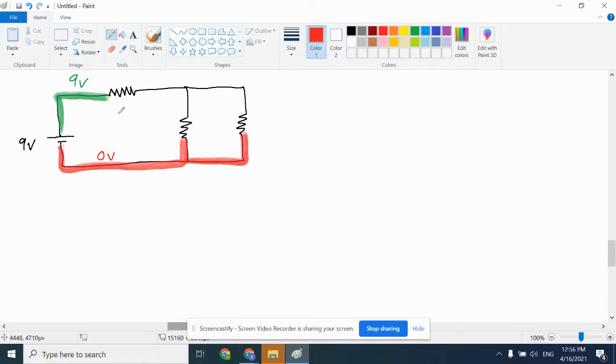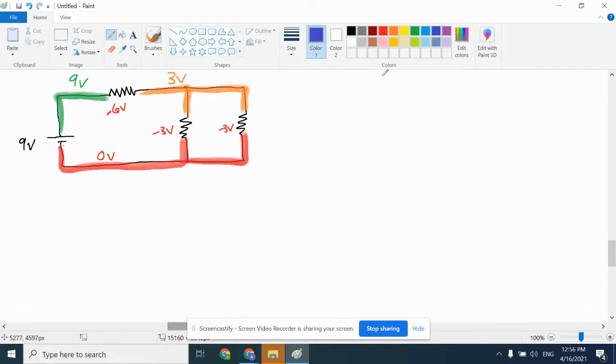I'm making up this number. Let's just assume that this resistor consumes 6 volts. That means this line sits at 3 volts. 9 volts came into the resistor, it took away 6, so 3 volts were left. So that also means that these remaining resistors would consume 3 volts.